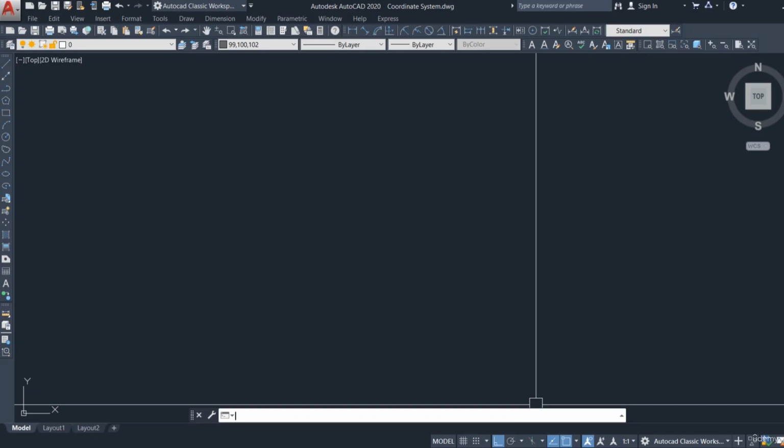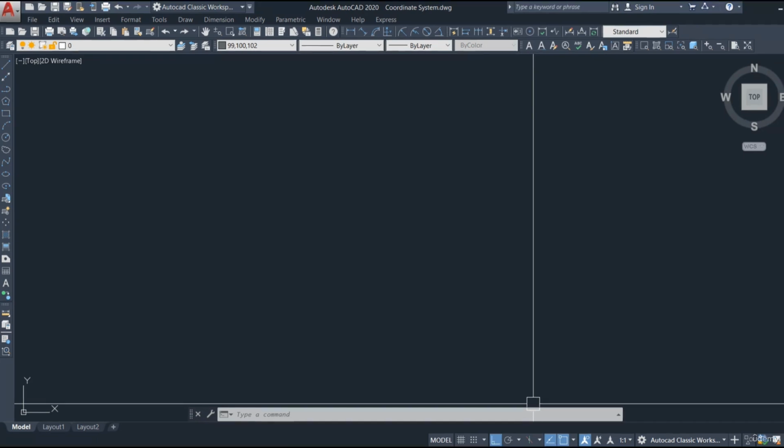In this lecture we are going to discuss the coordinate system. Before starting work on the AutoCAD drawing, you should know about the coordinate system, because when we work on the AutoCAD drawing, we are going to draw lines or any object by using dimensions and the coordinate system. So it is mandatory to know about the coordinate system before starting to draw any object in AutoCAD.